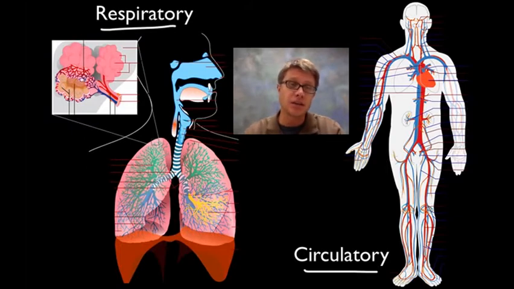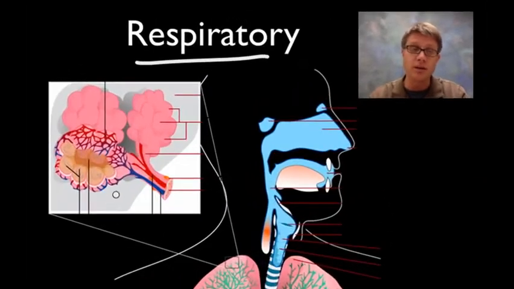Alveoli is this very small, thin, wet, moist layer of cells, and basically what it allows is the oxygen that you've breathed in to move from a high concentration of oxygen to a low concentration within these little capillaries, and then the carbon dioxide to move back out.